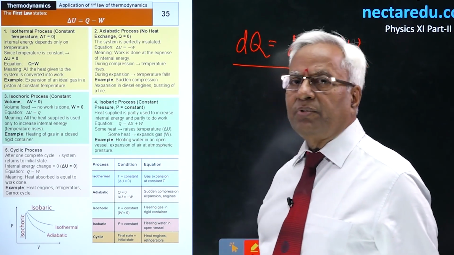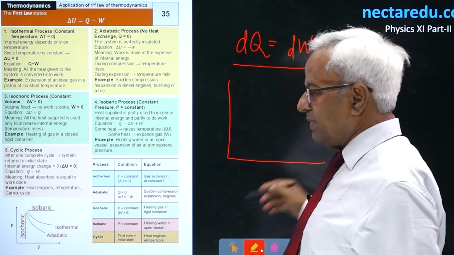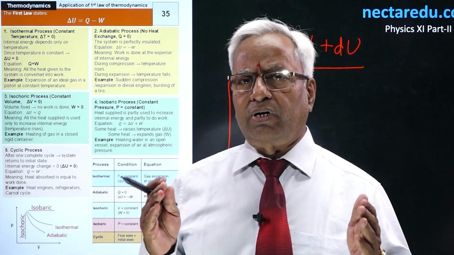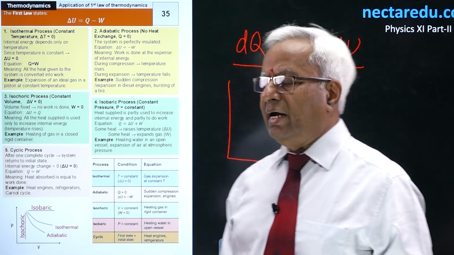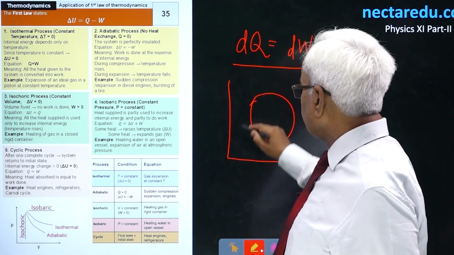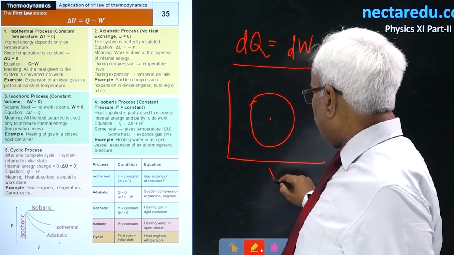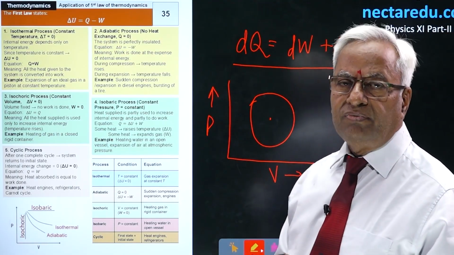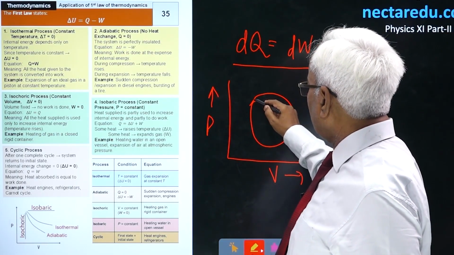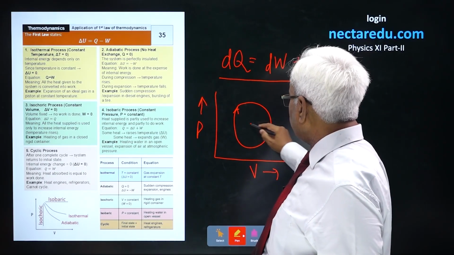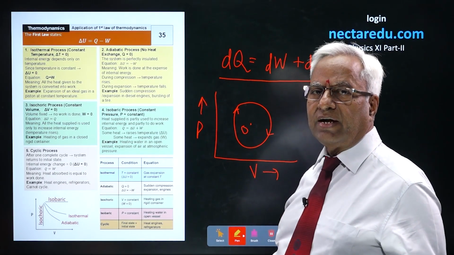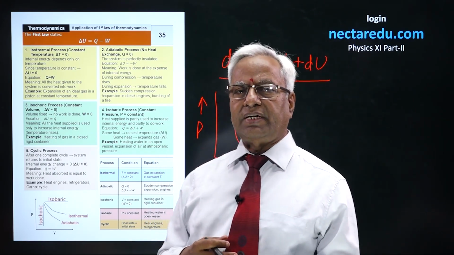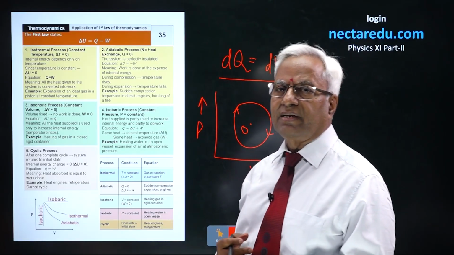Then cyclic process, already elaborated. These processes are represented by some loop or enclosure on PV diagram, and suppose this is circular, then the area enclosed by, see, this is a circle on PV graph. This is a closed circle. It's going to represent cyclic process. If you are interested in finding the work, you have to simply calculate the area enclosed by this circle. So that is the way of finding work done in cyclic process.